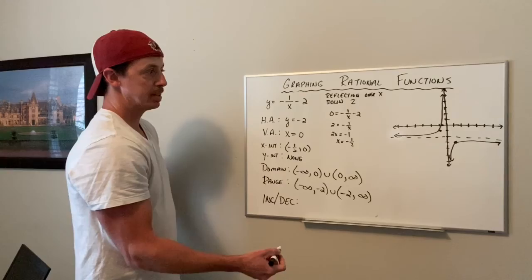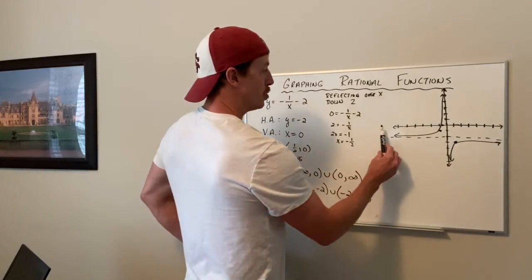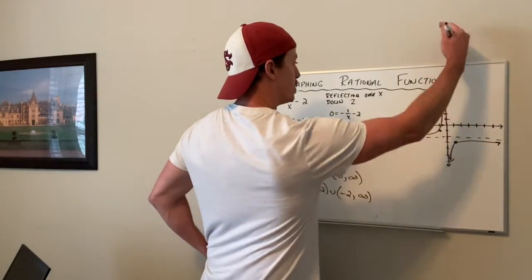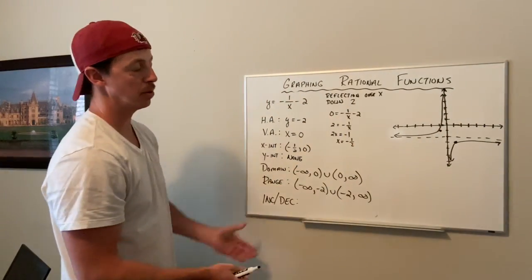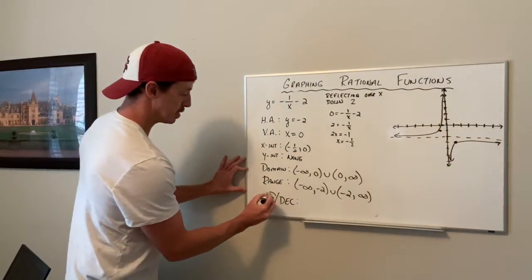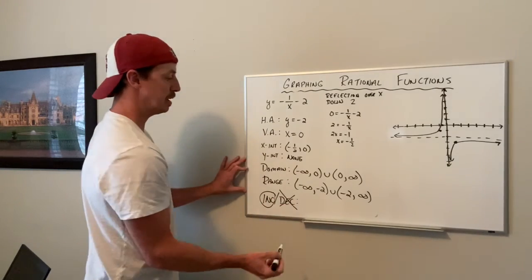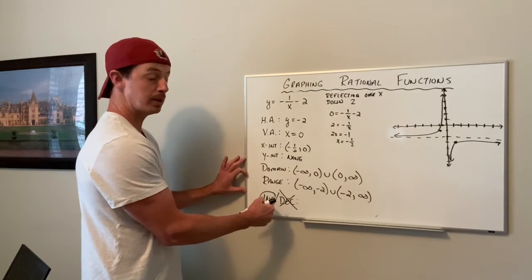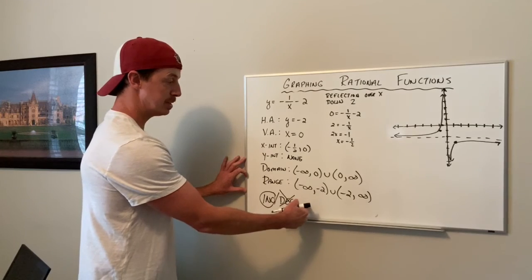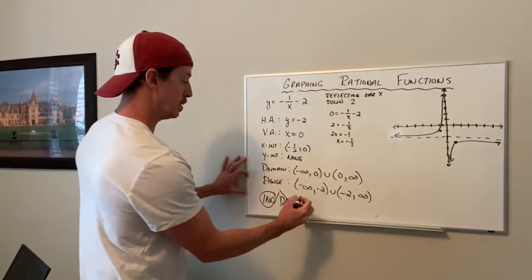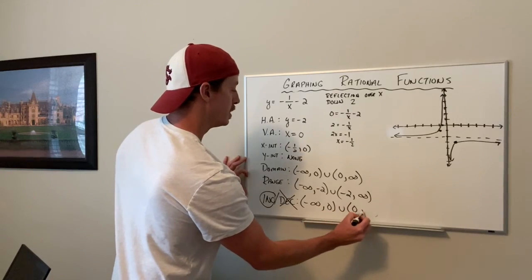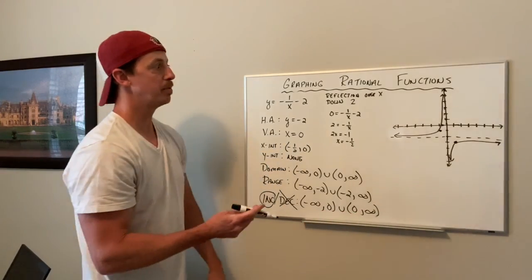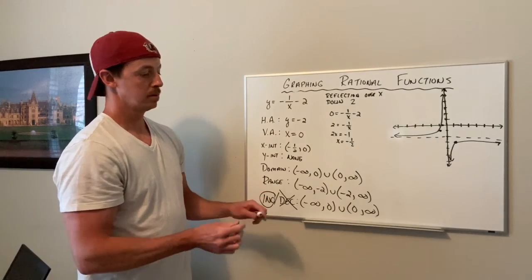Last thing, the increasing, decreasing. Well, this time, as you go from left to right, this curve is always on its way up, regardless of what section of the curve you're on. You're always increasing. So this thing is always increasing, never decreasing. And if it's always increasing, then the answer to this increasing interval is just whatever the domain was. So this thing is increasing from negative infinity to 0 and from 0 to infinity. And that's all.